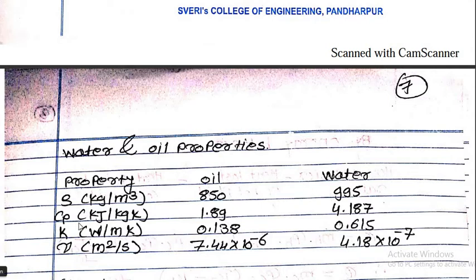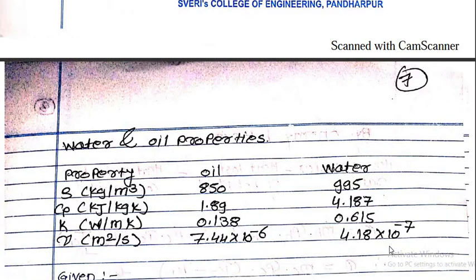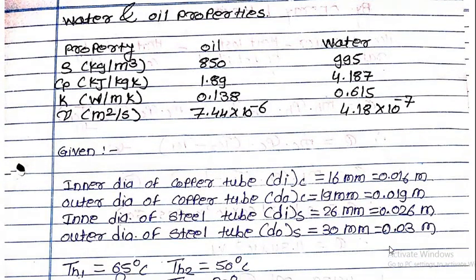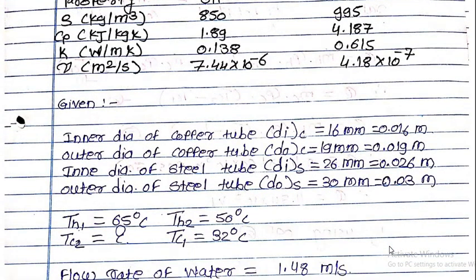Then specific heat in kilojoule per kg Kelvin, for oil 1.89 and for water 4.187. Then thermal conductivity is provided in watt per meter Kelvin, for oil 0.138 and for water 0.615. Then kinematic viscosity nu is provided in meter square per second. So for oil it is 7.44 into 10 raised to minus 6 and for water 4.18 into 10 raised to minus 7. And we can write the given data from the problem statement, no problem.